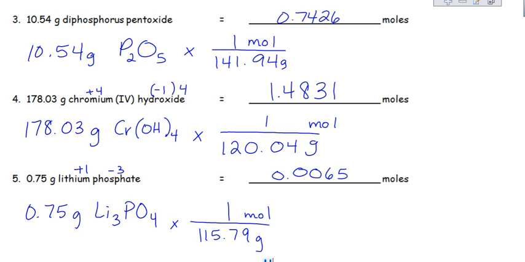And number 5, my lithium phosphate. There should be 3 times lithium, 1 phosphorus, 4 oxygen. If I add those together, I should get a mass of about 115.79 grams. And we divide. So this makes sense that my moles is pretty small. I left 2 significant figures. Those leading zeros do not count as significant figures.